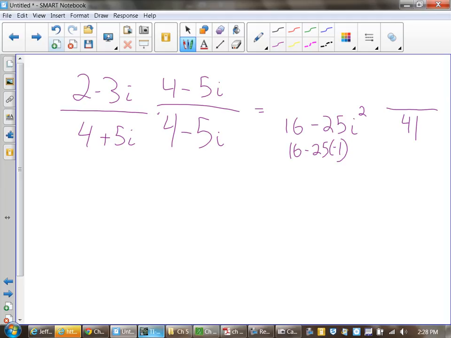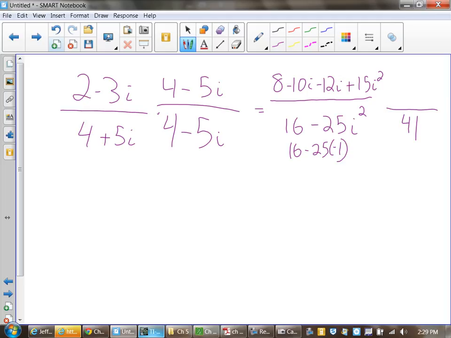Remember, that 25's getting eaten up real quick, isn't it? Whenever you see an i squared, rewrite it right away in parentheses as times negative 1. It will help to alleviate some of your sillinesses. Now the numerator, I just go ahead and FOIL, like I would normally. My numerator, I get 8 minus 10i minus 12i plus 15i squared. Negative 3 times negative 5, I have the i squared.